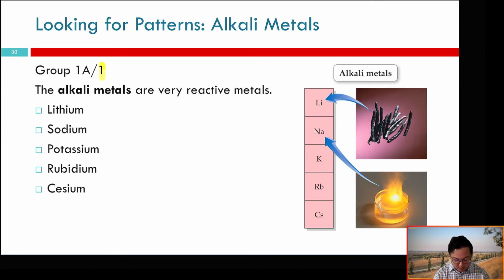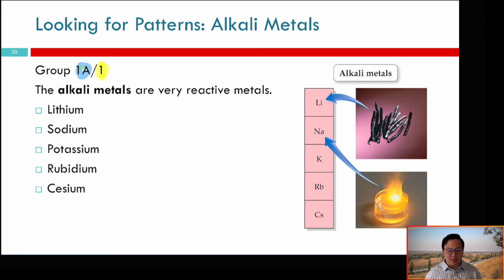So we have the 1, 1, and also, do it in a different color, 1A. So our alkali metals are our first group, the first column, the first family. All kind of the same thing, but I'll use group from here on out. The alkali metals are very reactive metals.